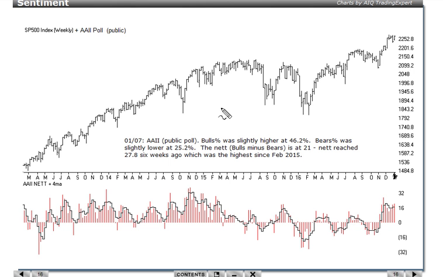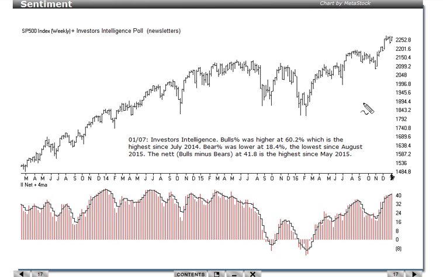The bulls percent this week was slightly higher at 46.2. Bears percent was slightly lower at 25.2, so a slight increase in bullish sentiment here. I've just noted that 6 weeks ago here, the net, which is the bulls minus the bears, that reached 27.8 6 weeks ago. That was the highest since February 2015, so we had a high level of bullish sentiment 6 weeks ago. That's tailed off a little bit, coming back slightly now as the market looks like it might break out higher.